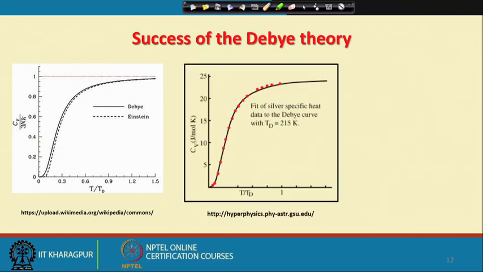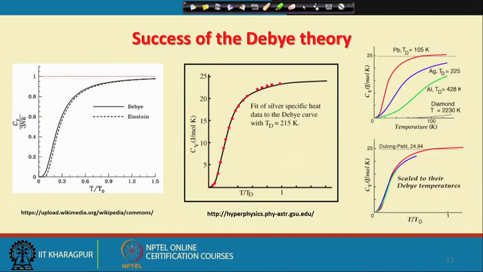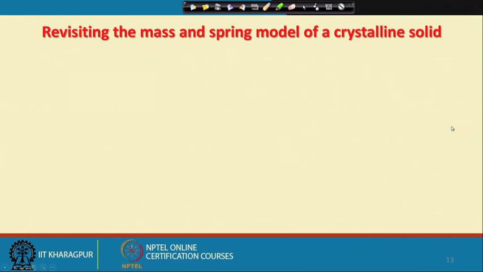It was found that the Debye theory correctly predicted the approach of specific heat to 0 at low temperatures, and it was applicable for a wide range of systems. And if you plot the low temperature behavior as a function of T cubed, you do get a linear behavior.